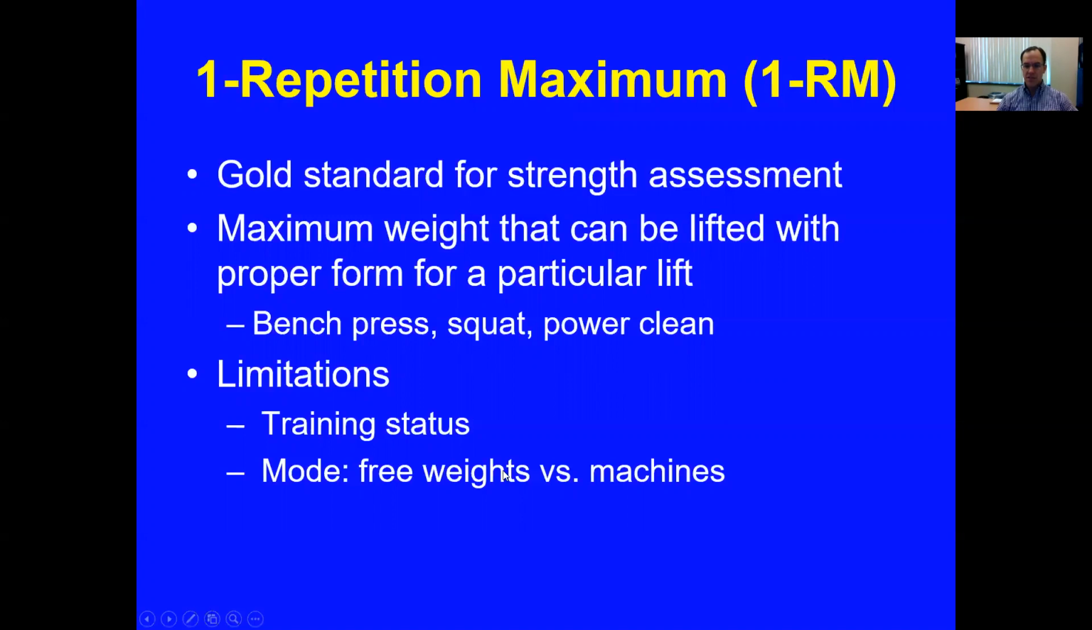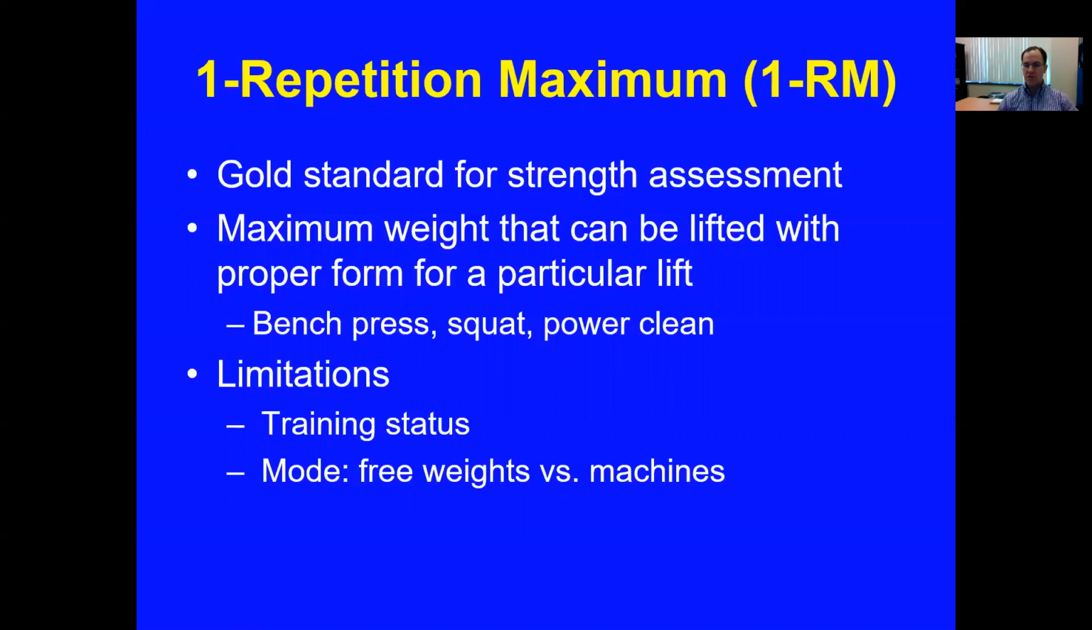There are some limitations to this. Training status, it may not be as effective on a novice as it might be for someone who might be more advanced. But you can still use it on a novice. You just need to make sure they have a familiarization phase that we talked about in lesson 4, how that can affect 1 RM assessment.